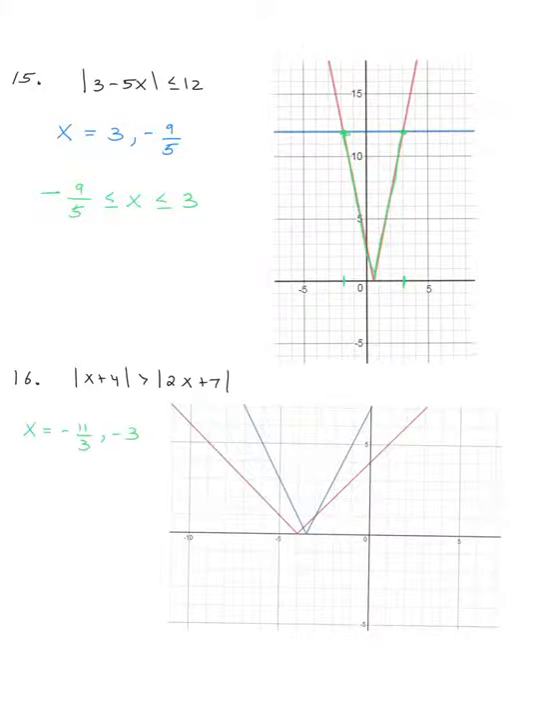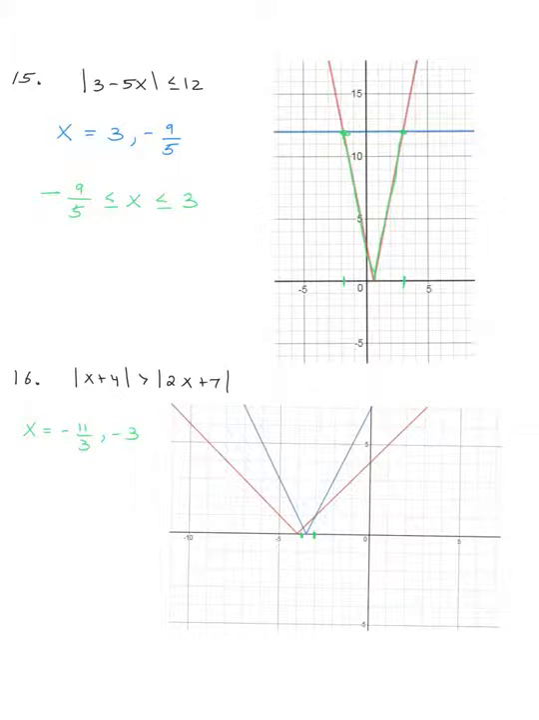For problem 16, we're going to refer back to problem number 7, where we already figured out the solutions are negative 11/3 and negative 3. So this would be negative 11/3, and this is negative 3. So it's either between those two values or on the outsides of them.